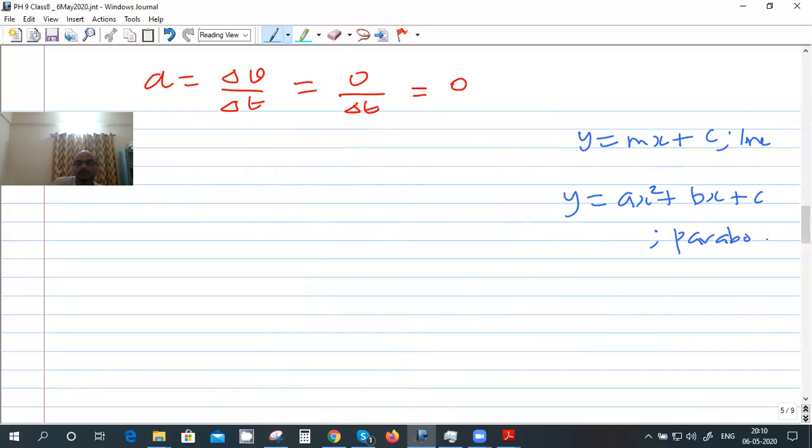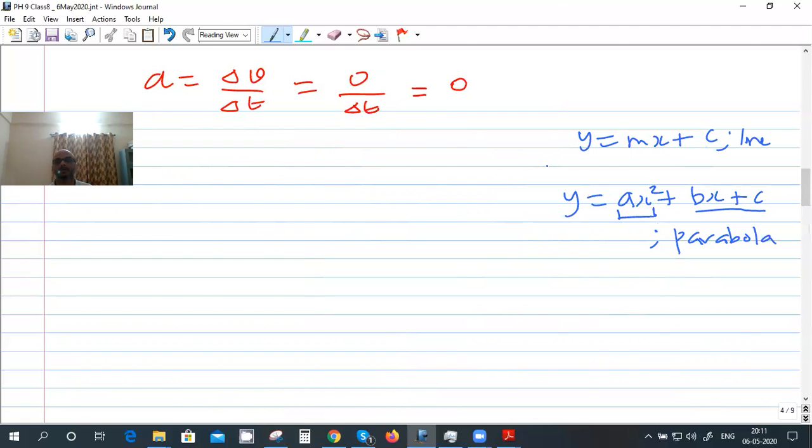This is the next higher complication, right? For the line, we have the linear x term and the constant term. That is the same as this one. This is like the straight line part. In addition to that, we are introducing this x square term, and a is a number. This is a parabola.